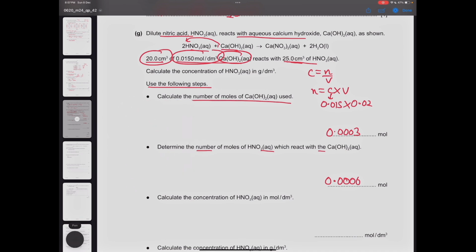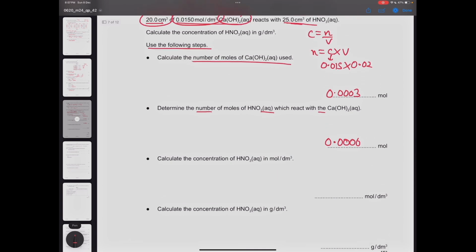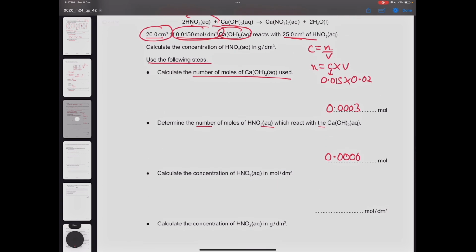Now, calculate the concentration of HNO3. Now, it's a very simple question. Just think about it. For nitric acid, you know the moles, 0.0006, and you also know the volume, HNO3, 25 centimeter cube. So 25 divided by 1000. Just need to convert it into dm cube, right? So 0.025. You need to find the concentration, so just divide both of them. So 0.0006 divided by 0.025. Your answer will come out to be 0.024 moles per decimeter cube.